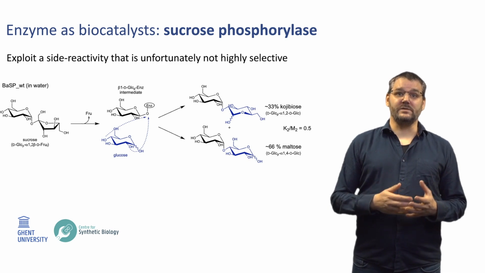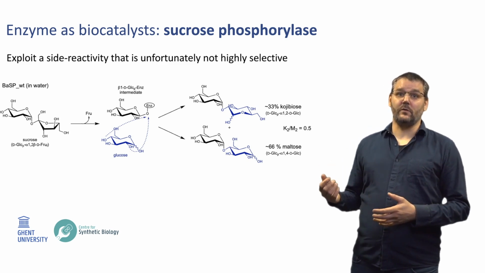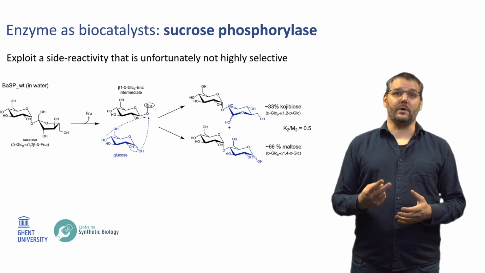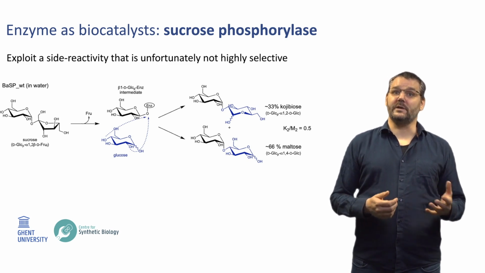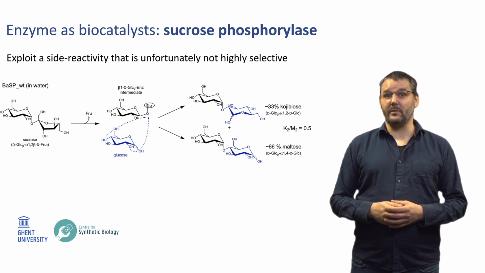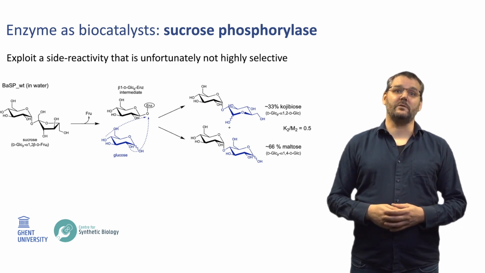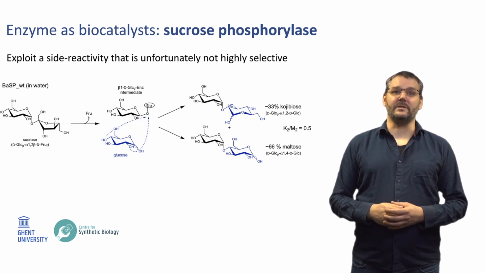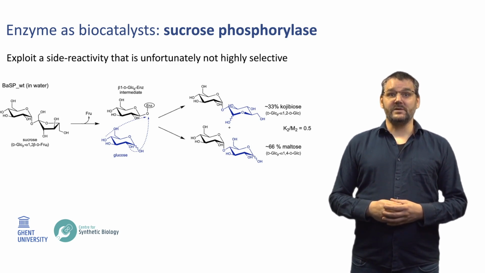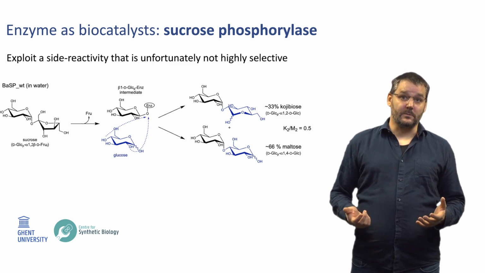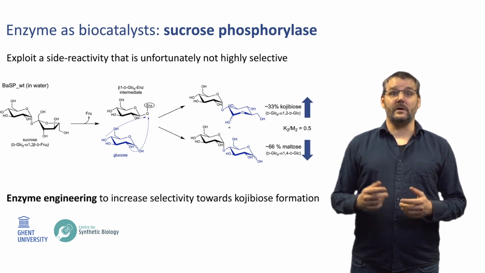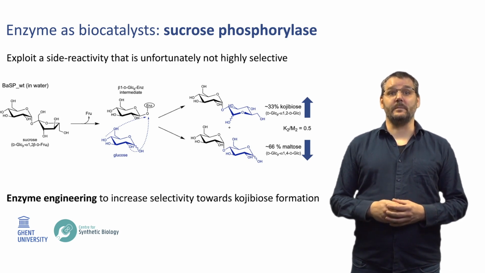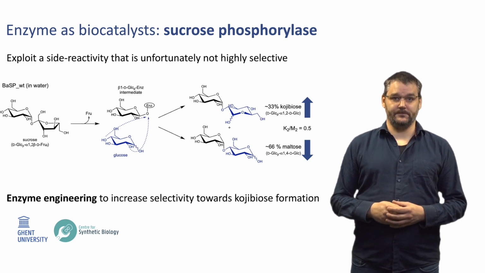Unfortunately, when given glucose as an acceptor molecule, our sucrose phosphorylase enzyme makes two products. Approximately 2/3 of the product is maltose, a sugar that is also obtained in the malting process of beer making, and approximately 1/3 Kojibiose, the rare sugar of interest. The lower selectivity is unfortunate, but not abnormal, since we are exploiting a side reaction of the SP enzyme. Therefore, we will need to apply enzyme engineering to increase the selectivity towards the formation of Kojibiose.